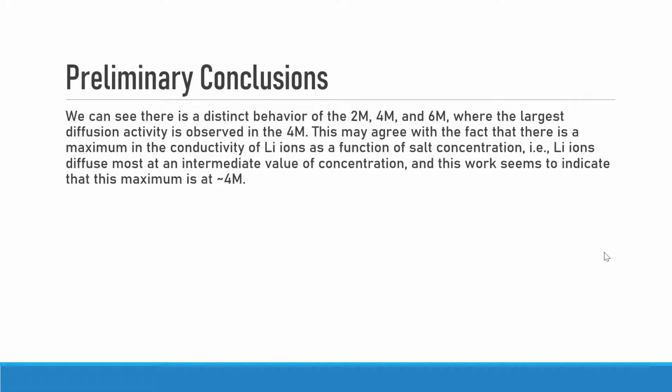So my preliminary conclusions are that we can see there's a distinct behavior between these systems with different molar concentrations, where the largest diffusion activity is observed in the system with a molar concentration of 4. This may agree with the fact that there is a maximum in the conductivity of lithium ions as a function of salt concentration, or lithium ions diffuse most at an intermediate value of concentration, and this work seems to indicate that this maximum is at approximately a molar concentration of 4.